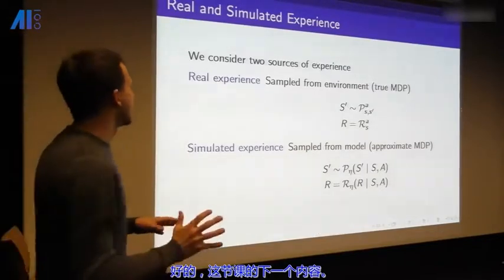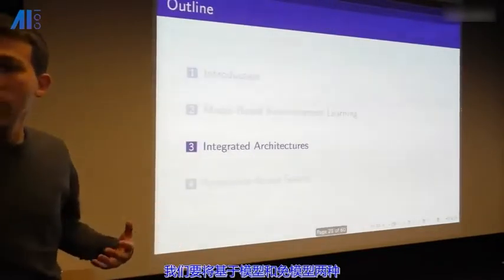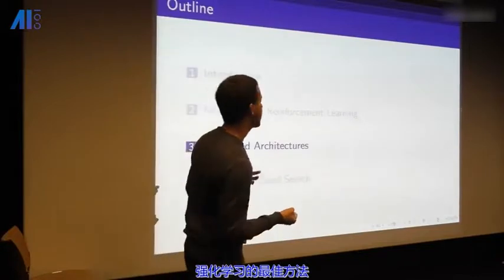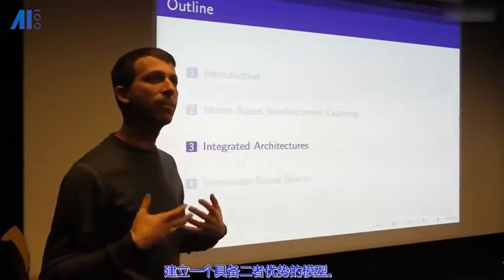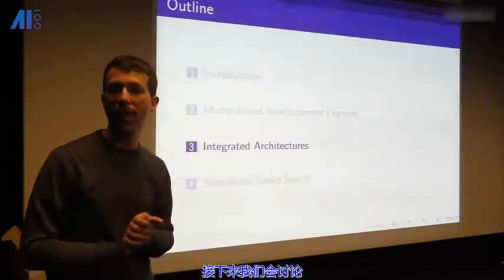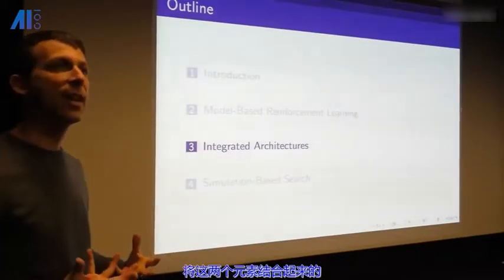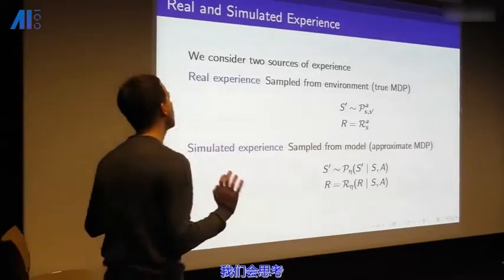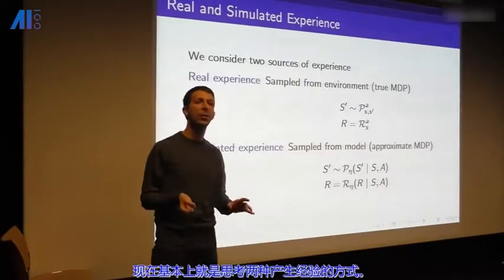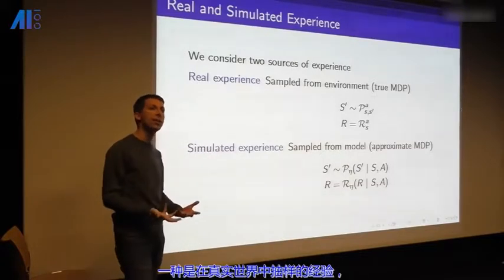Okay. Right. So next section of this, we're really going to try to bring together now the best of model-free and model-based reinforcement learning. Try and construct something which has the advantages of both, pulls them together. So we're going to talk about these integrated architectures that combine the two elements together. And what we're going to do is we're going to consider 2 sources of experience. We've basically seen 2 ways to generate experience now.